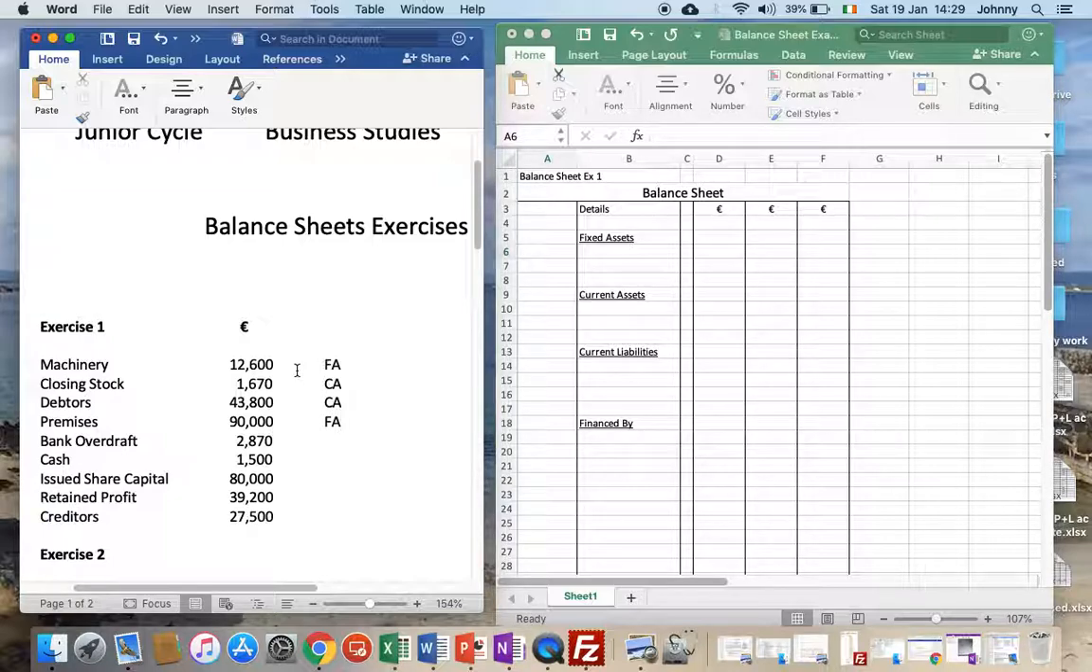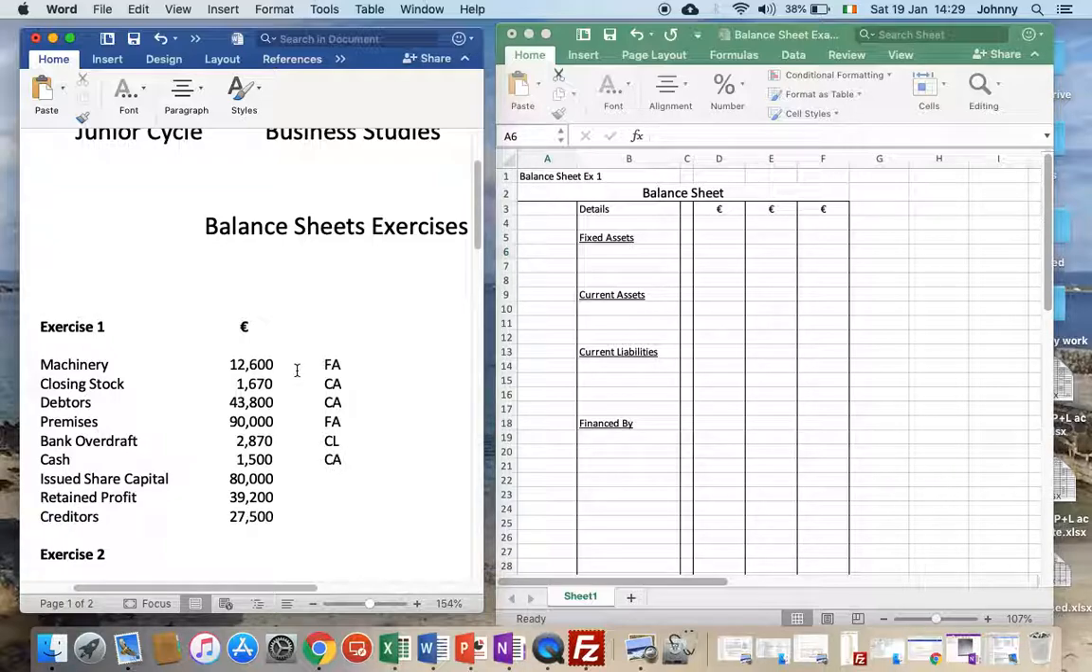Bank overdraft. So this is, you did this in first year. This is money that we were allowed to overspend by the bank. So the bank gave us permission to write checks or spend money more than we had in our account. So we owe money to the bank. So that's a current liability. Cash. So this is money we have at the moment that we'll use up fairly soon. So that's a current asset.